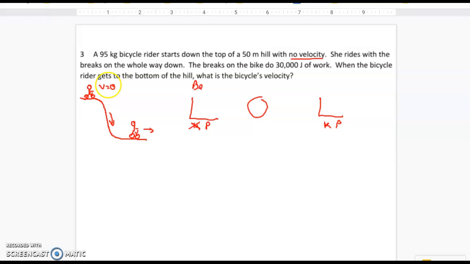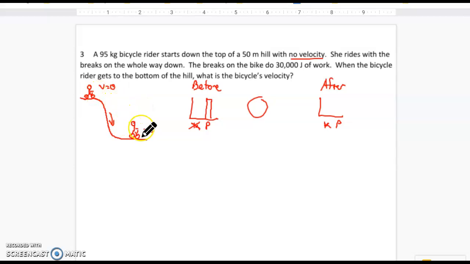Remember, we set these up where one is before, one is after. And when we say before, it's before she goes down the hill. So we're talking about right here. But then the potential energy, she has potential energy. She's at the top of this 50-meter hill. And so I'm just going to draw it like she has all this potential energy.